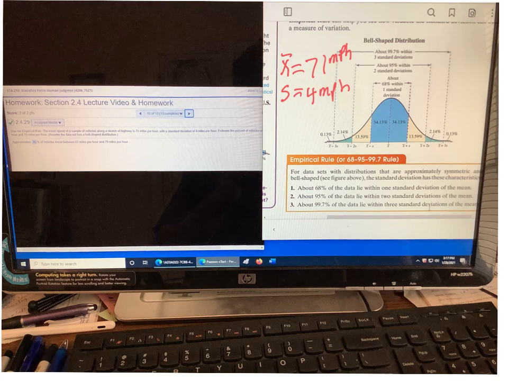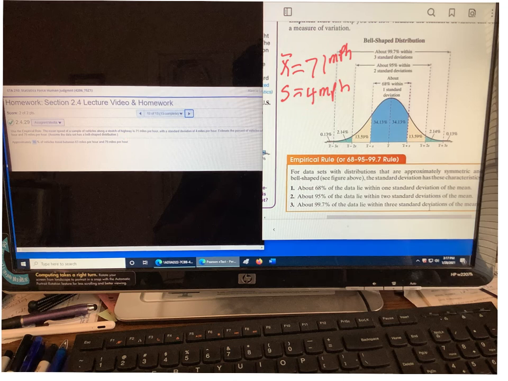Oh, I saw your question here. Let me read it. Use the empirical rule, which is what I have here. The mean speed of a sample of vehicles along a stretch of road is 71 miles per hour. So I've recorded that. A standard deviation is 4 miles per hour from the sample.